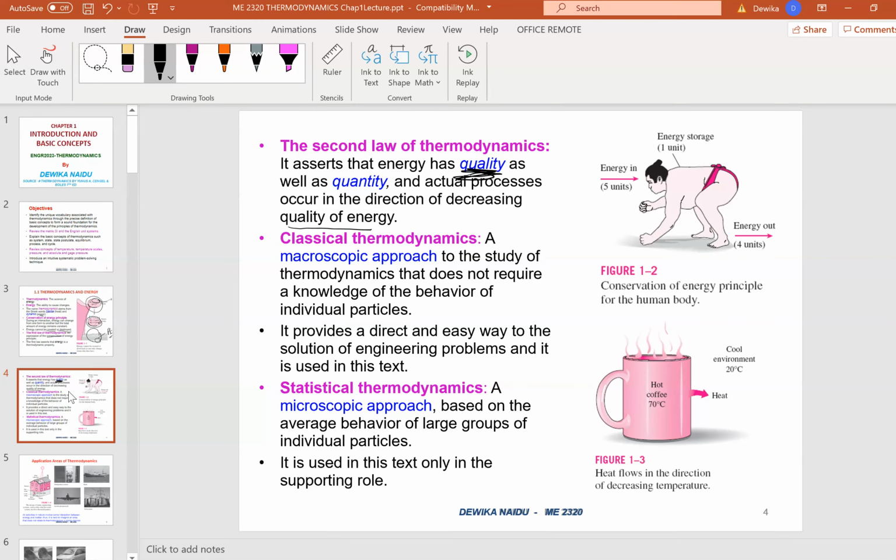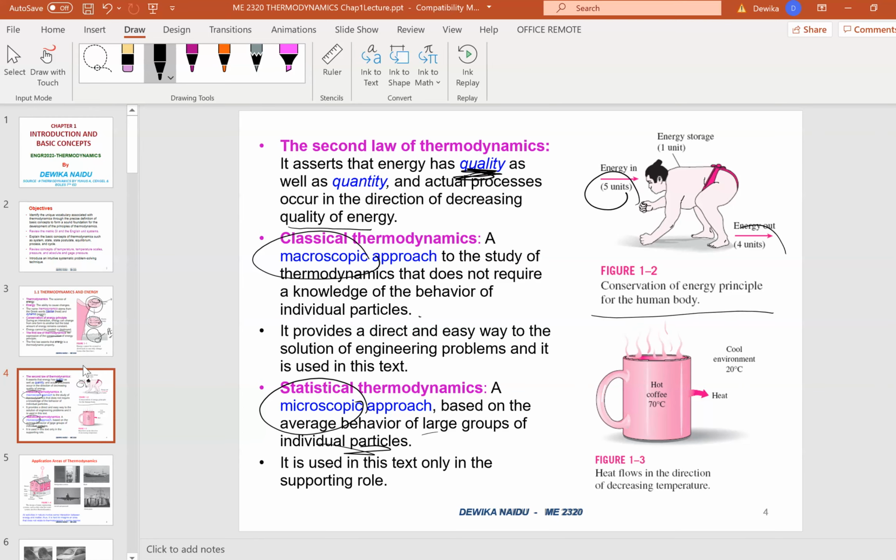Now let's move to classical thermodynamics, which is the macroscopic approach and microscopic approach. Macroscopic is a study of thermodynamics that does not require knowledge of the behavior of individual particles. It's more about the overall, the whole thing, the macro part of it. Whereas the microscopic is based on the average behavior of a large group of individual particles. You look at the particulates.